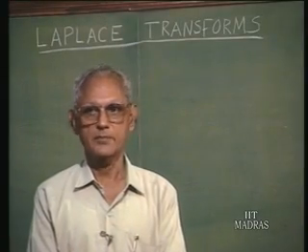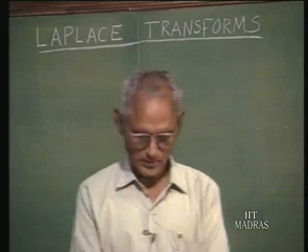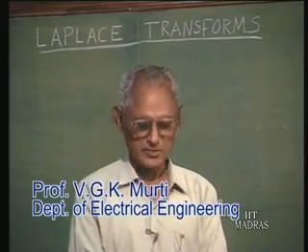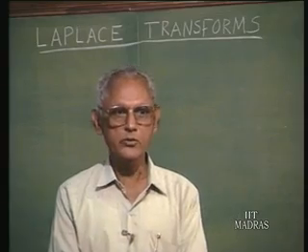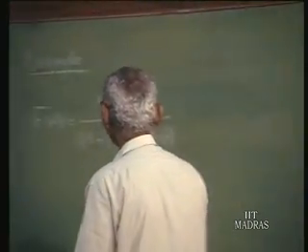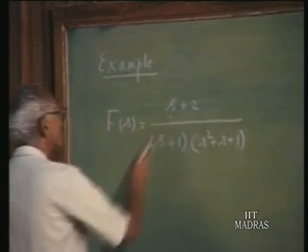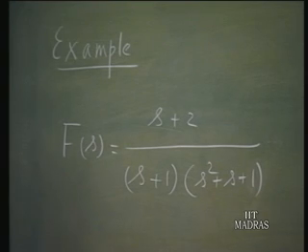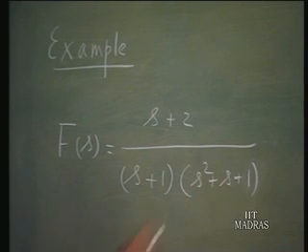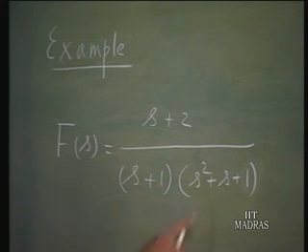In the last lecture, we were considering finding out the inverse Laplace transform through the method of partial fraction expansion. We shall continue this discussion with an example. Let us consider F of s, a rational function, which is s plus 2 over (s plus 1)(s squared plus s plus 1). This obviously has 3 poles, one at minus 1 and a pair of complex conjugate poles at minus half plus or minus j root 3 upon 2.